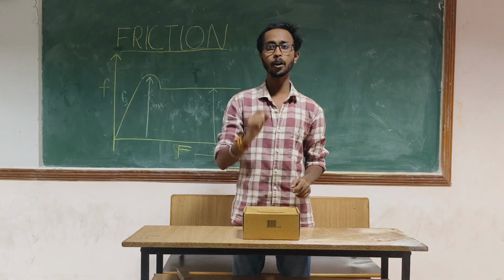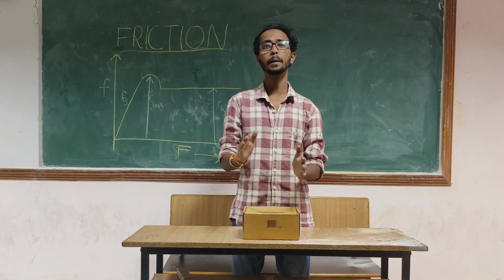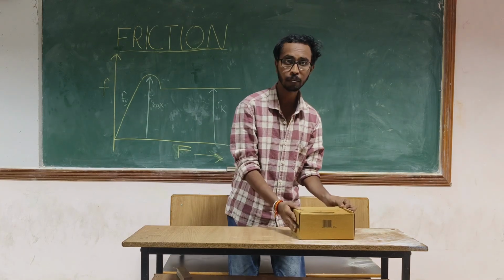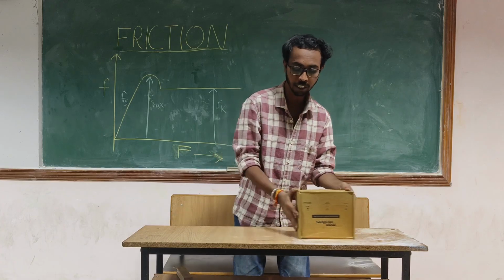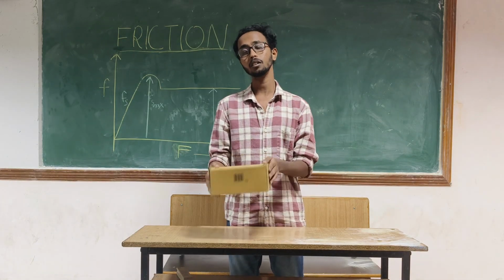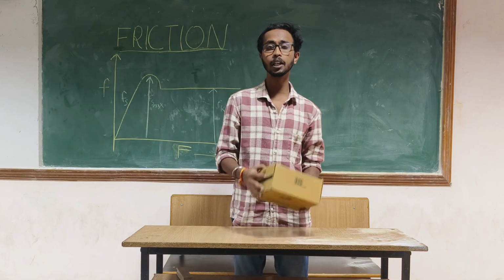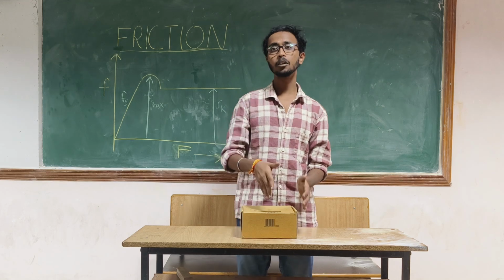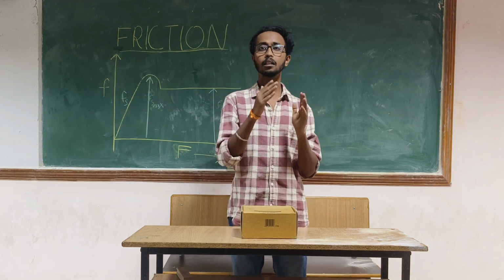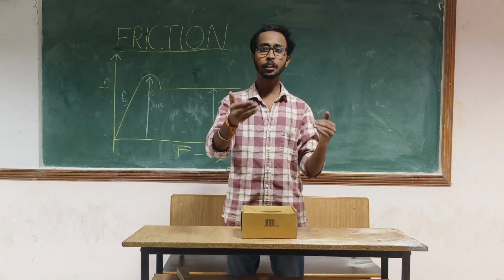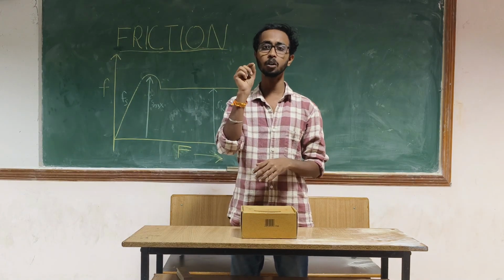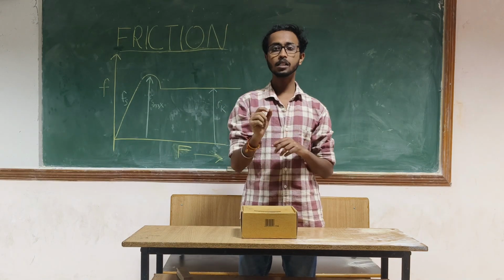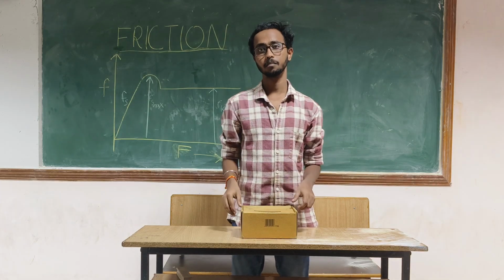I would like to add one more point here: static friction is not dependent on the area of contact. The friction force applied while I am moving like this and the friction force while I am moving this way will be the same. It is not dependent on the area of contact. It is rather dependent on the surface of contact and on the normal force. Therefore, F is directly proportional to N, and when we remove the proportionality symbol, we get F equals mu s into N, where mu s is the proportionality constant of static friction.